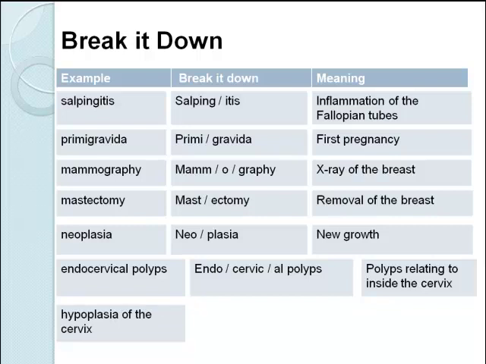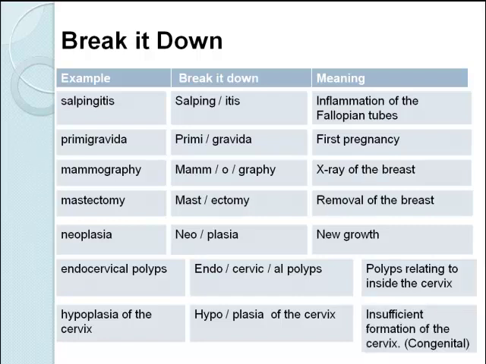Hypoplasia of the cervix. Let's break this one down. Hypo, break, plasia of the cervix. The cervix is the neck. Plasia is our formation or growth. And hypo means reduced or insufficient. So hypoplasia is saying that we have an insufficient formation of the cervix. It is not formed properly. And this is a problem that would occur from birth. It is a congenital problem. Insufficient formation of the cervix.